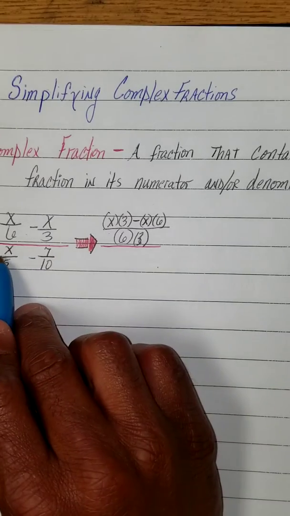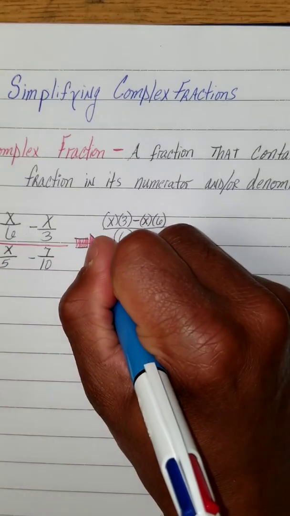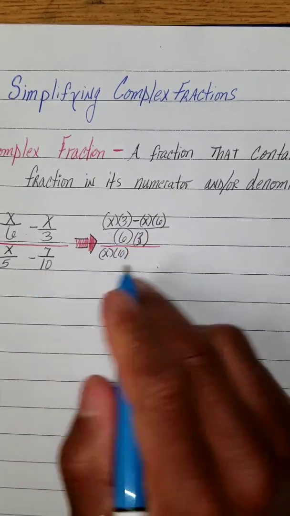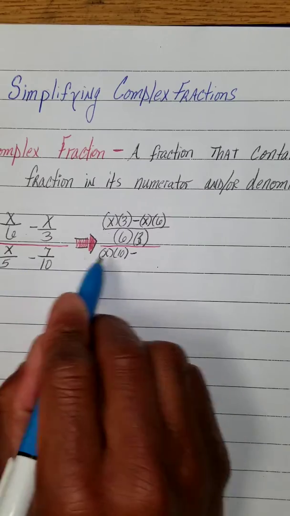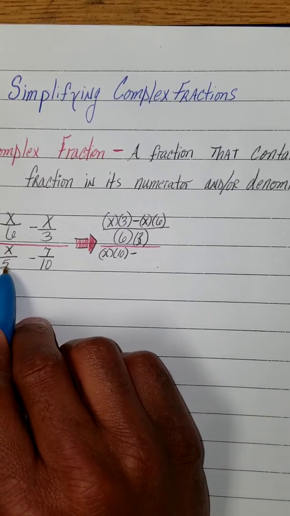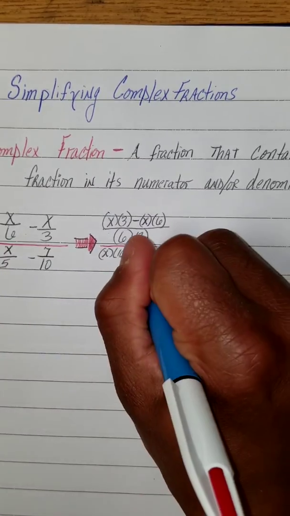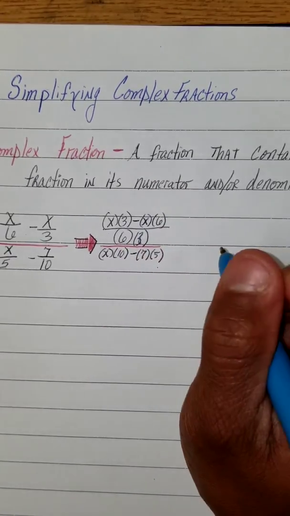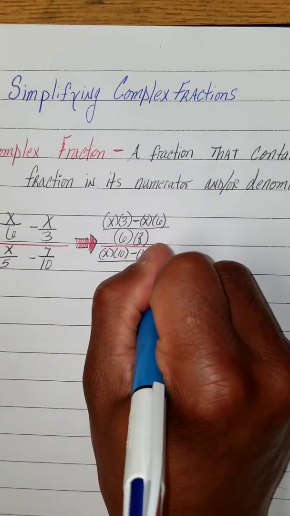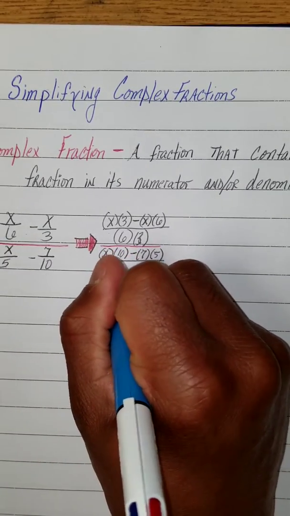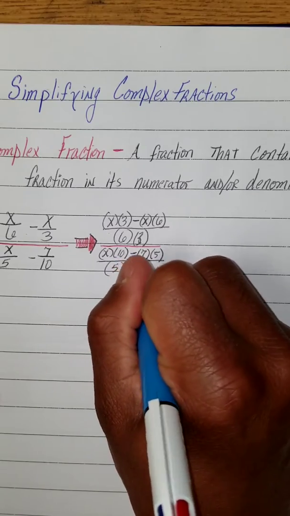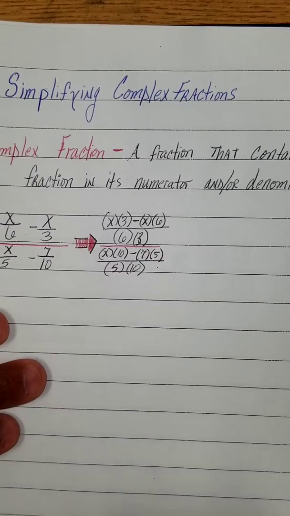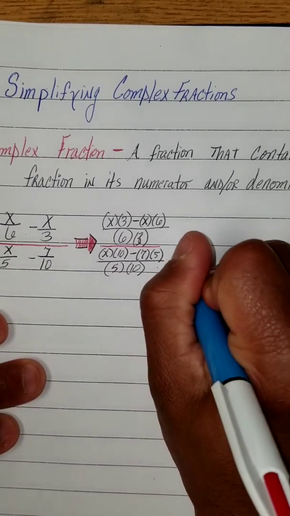Here again I'm going to multiply opposite numerator times opposite denominator, so I'm going to have x times 10 minus, because it's a minus sign, that's why I'm getting a minus sign here, 7 times 5, opposite numerator times opposite denominator, all over the product of both denominators. It's just that simple, folks. Don't make it any harder than what it has to be.